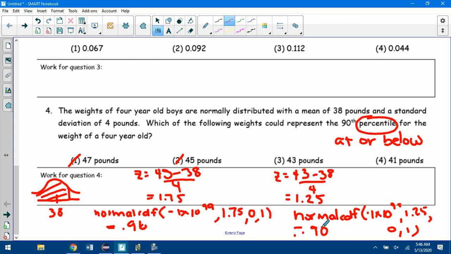Certainly, really it's the 89th percentile, so it's not perfect. But we'd say about the 90th percentile, and it doesn't say exactly, it just says could represent the 90th percentile. So we'll go with that one because that's as close as we're going to get, because 41 is going to be too low. If this is 89, 41 is obviously going to be lower than 89. Okay, so that's how you do that one.